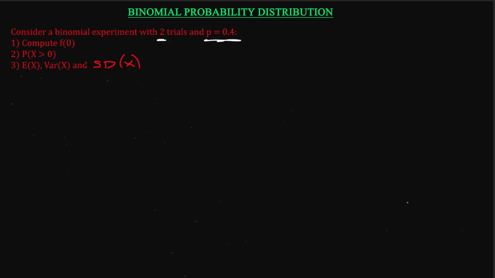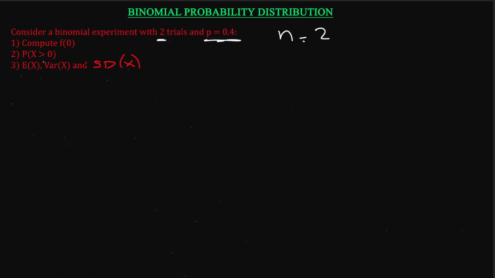In this video, we are going to look at how to calculate binomial probabilities. So let's consider a binomial experiment with two trials, and p is equal to 0.4. Now, our n here, which is the number of trials, is 2. So we have 3 questions. The first is to compute f of 0, basically the probability that x takes on a value of 0.